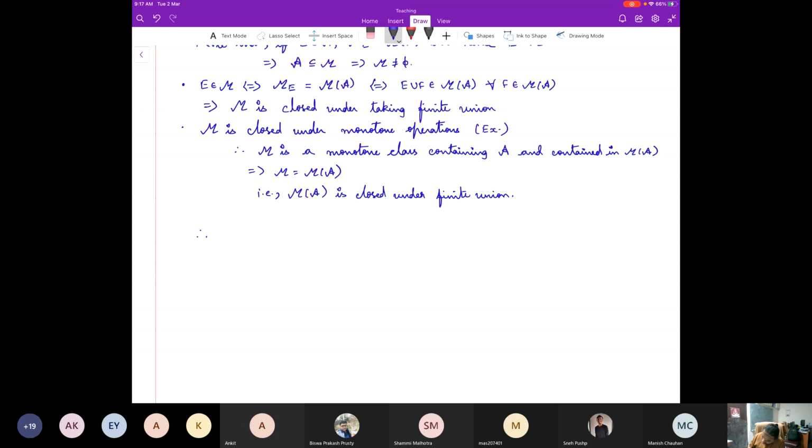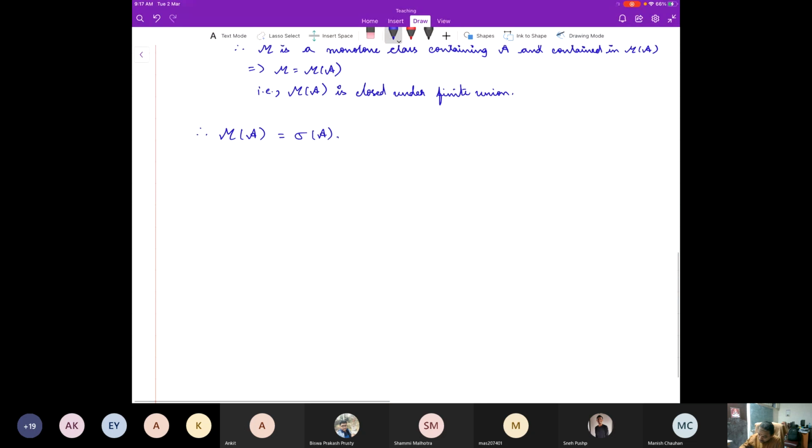So therefore, script m of a is equal to sigma of e. That's it. This is what we wanted. Fine. Now let's move on to a new concept, what is known as abstract measures.